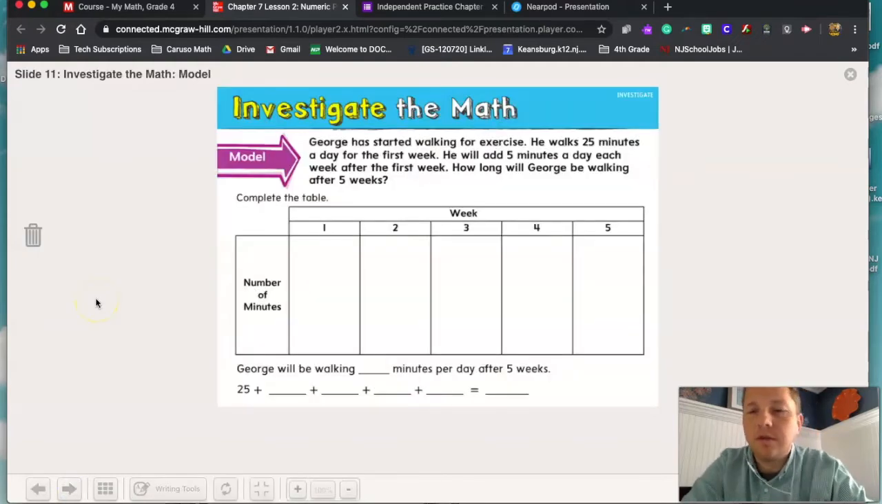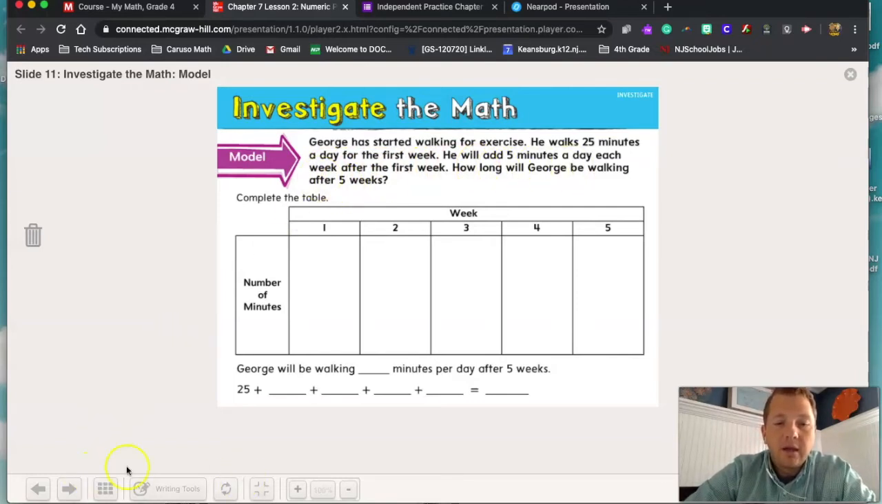So let's look at these first couple ones. It's going to be asking us how these patterns are actually growing, but we're going to have to be doing it with numbers. So George had started walking for exercise. He walks 25 minutes a day for the first week. He will then add 5 minutes a day for each week after the first week. How long will George be walking after 5 weeks?